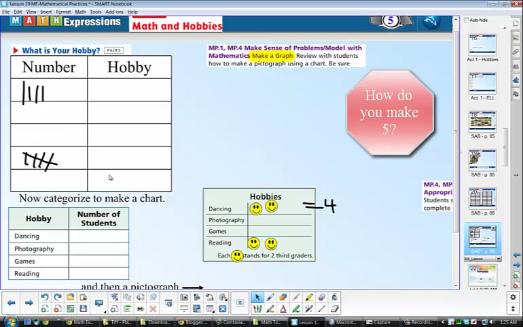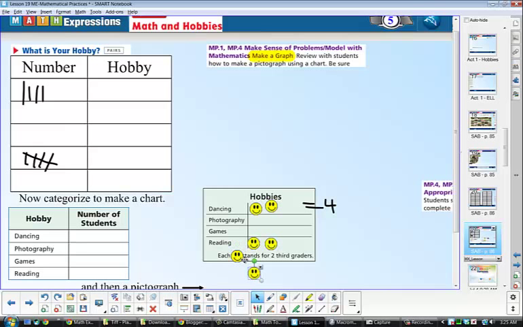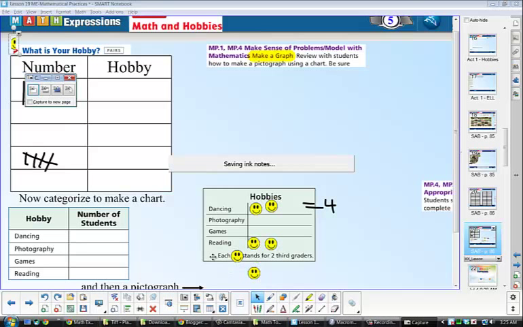But how am I going to put an extra person on there? Well, you're going to have to do this. You're going to have to split him in half. And so I'm actually going to take a picture of a half of a smile face. And that equals 1 extra person. So we have 2, 4, plus 1 extra. 5 people actually like to read. And so that's how you're going to do your pictograph.